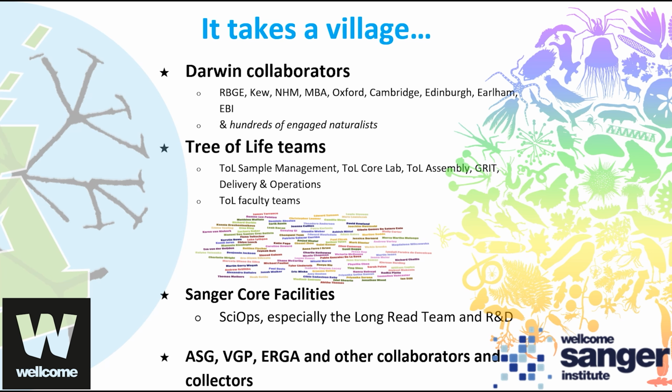Okay, so then, it takes a village. We have a huge number of collaborators just on the Darwin Project, Botanic Gardens Edinburgh and Kew, the Natural History Museum. I won't read out all of these, don't worry. But we have an amazing number of collectors and really engaged naturalists who are really experts in their taxonomic area. We have lots of teams within the Tree of Life. We have sample management, core lab, assembly, grit, and the faculty teams.